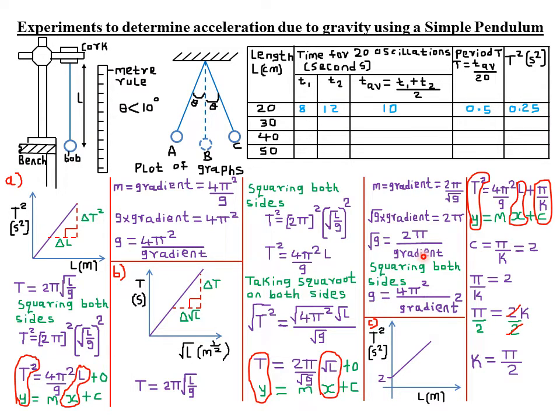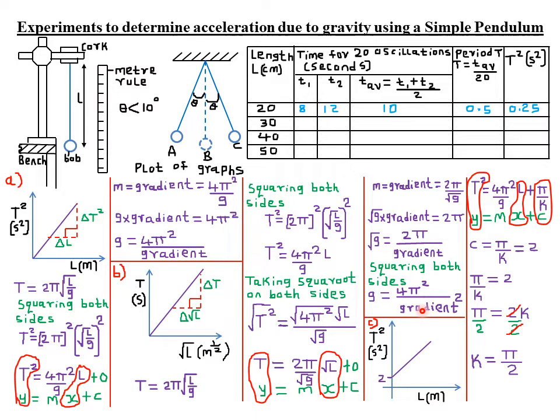Then if I divide both sides by the gradient, I'll now have root g being equal to 2 pi divided by the gradient. If I square both sides so that I remain with g alone here, remember the square of root g will remain to be g. Therefore, g will be equal to, if I square this side, 2 squared, I'll get 4, pi squared, I'll get pi squared, divided by the square of my gradient. Therefore, g will be given by 4 pi squared divided by the gradient squared. So that will be the value of the gravity.